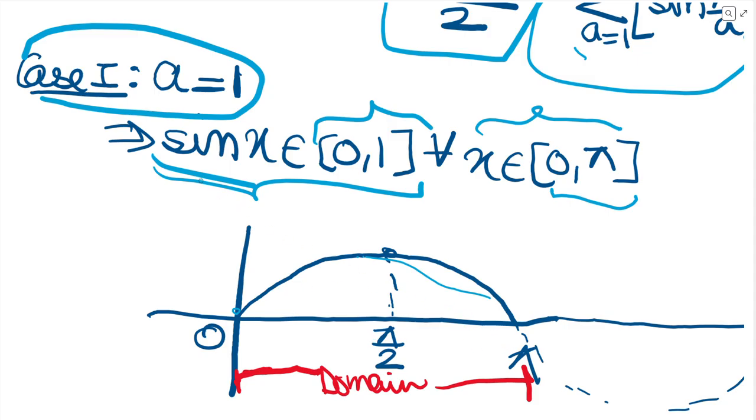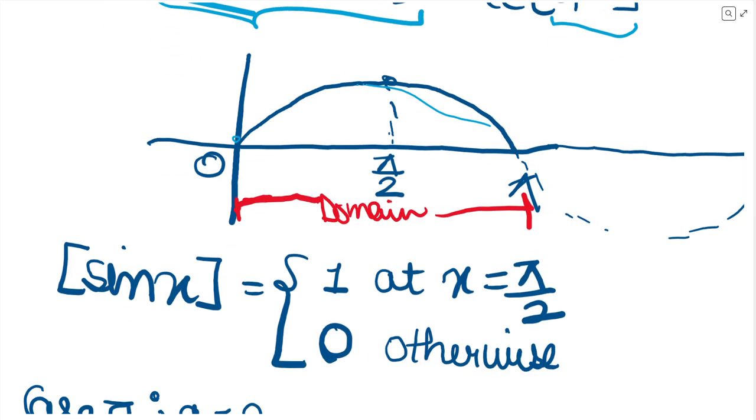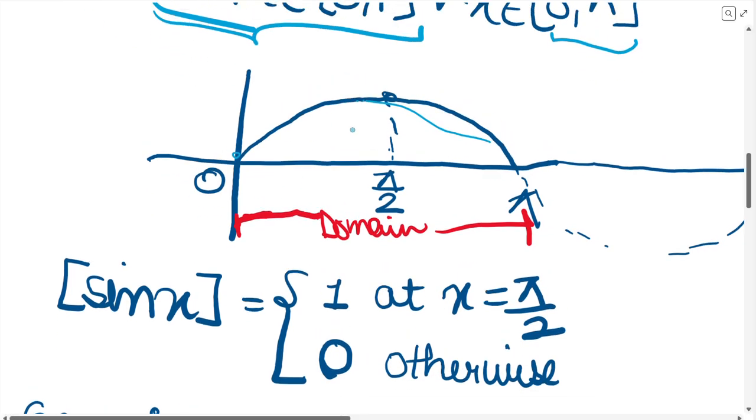Okay. But now our work is still not done here. We need to find the greatest integer of sin x. And when we look at the greatest integer of sin x, we see that sin x is taking integer values at pi by 2. It is becoming 1, right?